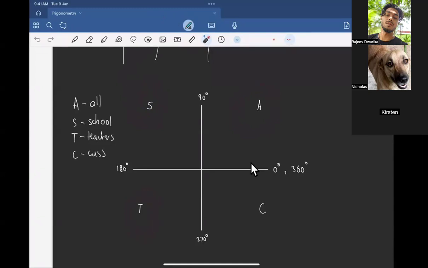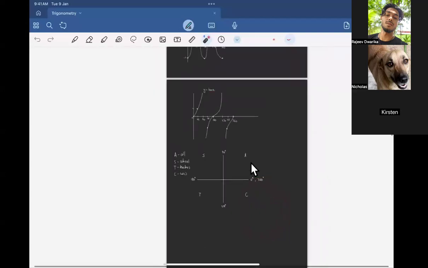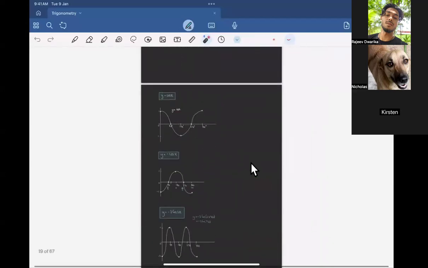And in the last one, what was the only one that'll be positive in the last one? See if you can tell me. Come on, Nicholas. What is positive in the last one? Cos. And let me show you, if any of you want to know why that is the case.